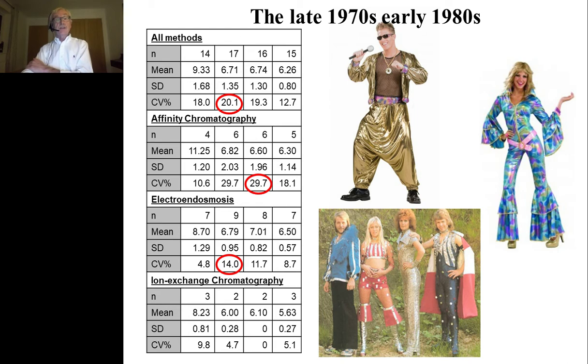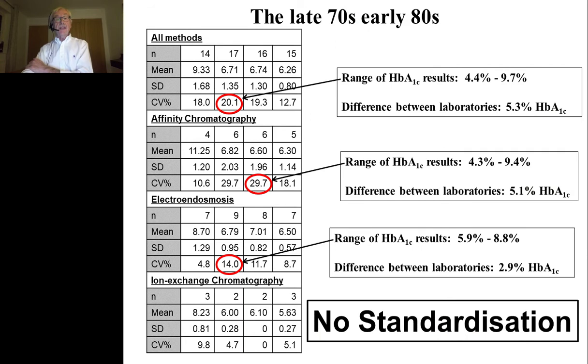What does that mean in reality? Well, it means if you went to one laboratory and had your blood sample measured for hemoglobin A1c, you could get a result of 4.3%. If you had the same blood sample measured in another laboratory, you could get a result of 9.4%. This resulted in an almost unusable method for diabetic control.